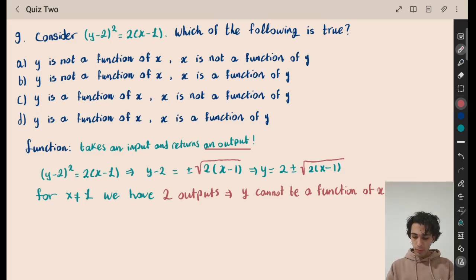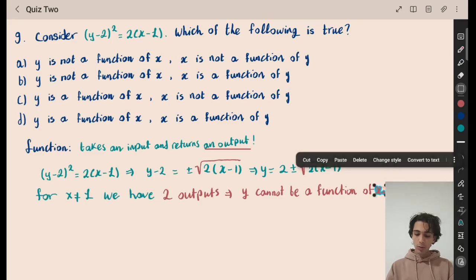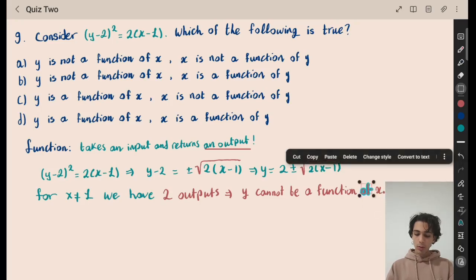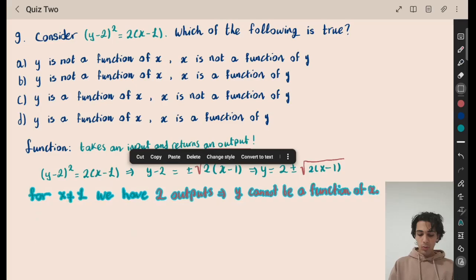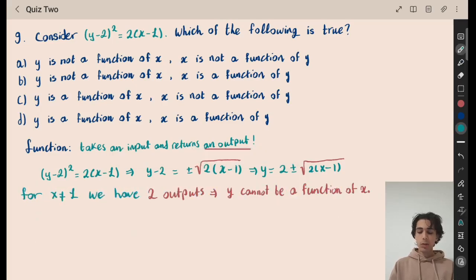I wrote a dot, but I don't know if you see it. You see it now. Okay, that's important. So y cannot be a function of x. Can we do the same for x? Can we try to solve for x? And the answer is yes. So let us do that.